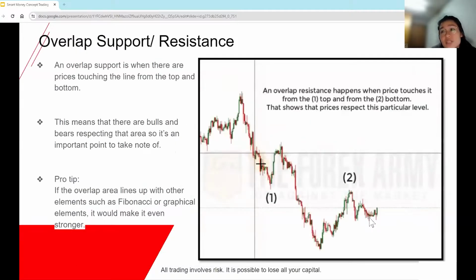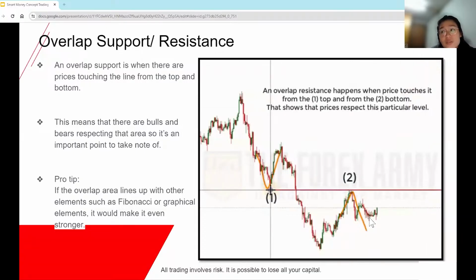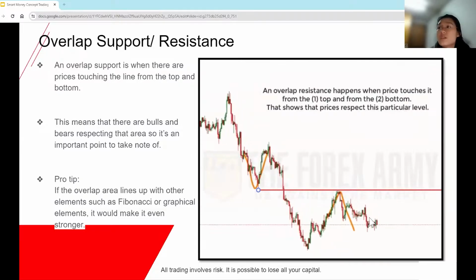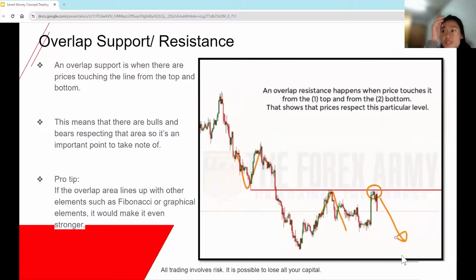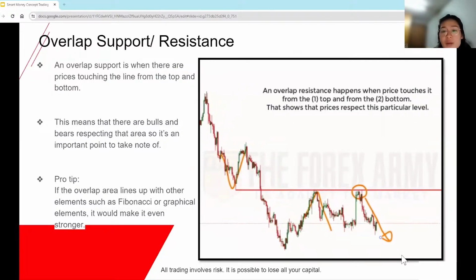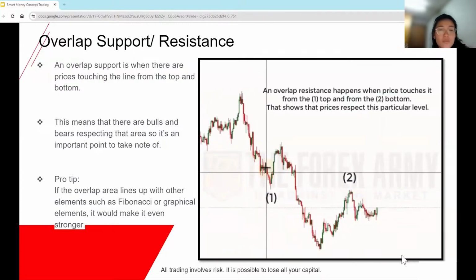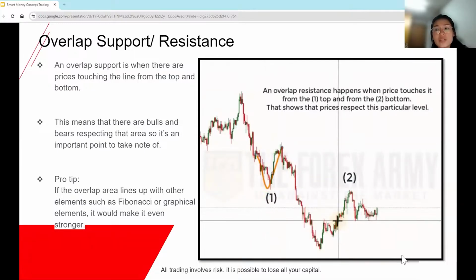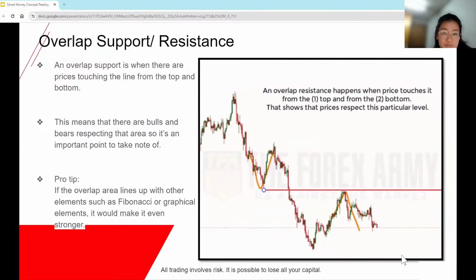So an overlap level is when the bulls and bears respect that area. So it's an important level to take note of. You can see in this GIF, it basically occurs when price touches from the top and from the bottom. Okay, so it shows that price respects this particular area, and the more times that it reacts off this area, the stronger the overlap area. Okay, so again, if the overlap area lines up with other graphical elements, such as your Fibonacci, it will make it even stronger.